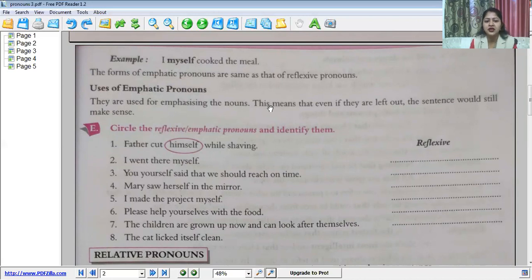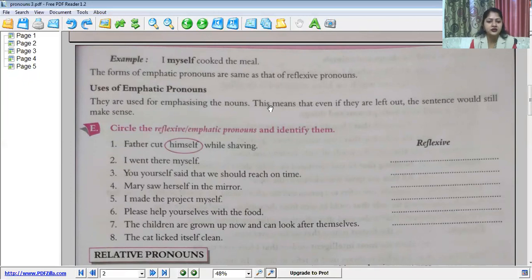You yourself said that we should reach on time. See, emphatic here is positioned in such a way. You said that we should reach on time. So even if it is not appearing in the sentence, the sentence still makes sense, right? So here again, yourself you'll circle and it is emphatic.